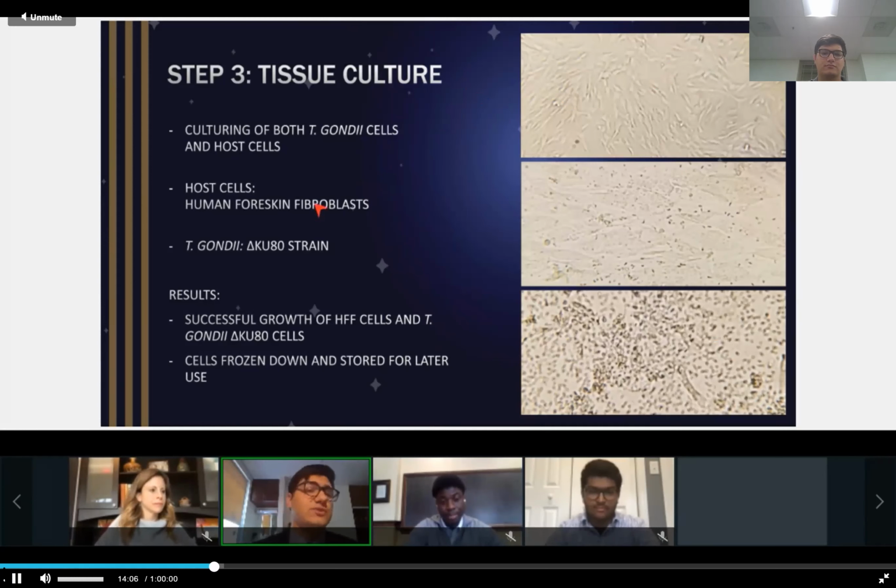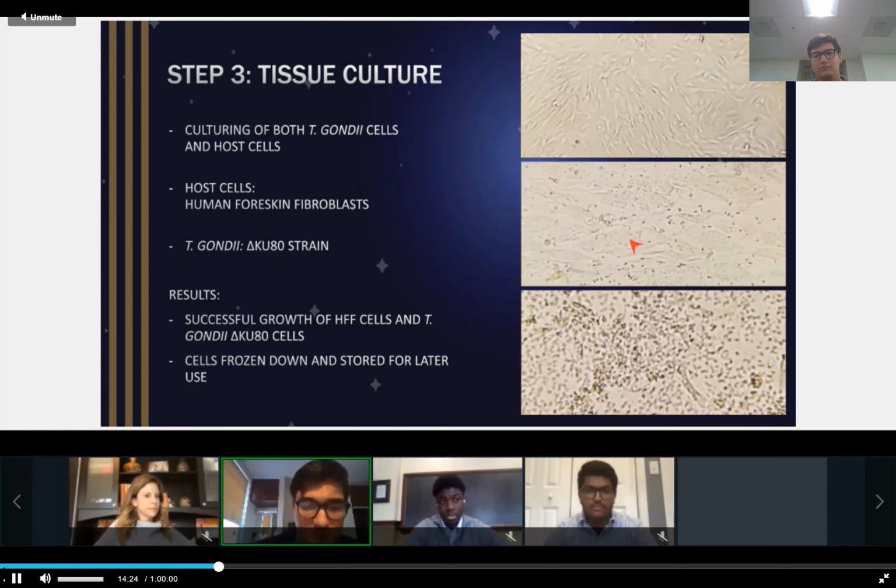What we used is a strain called Q80. It has the non-homologous end joining mechanisms knocked out. That way, our homology-directed repairs can integrate the PJET resistance cassette into the SUB4 locus.